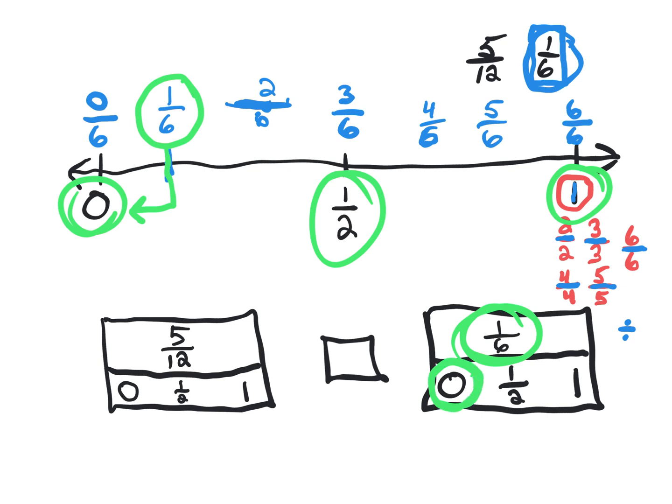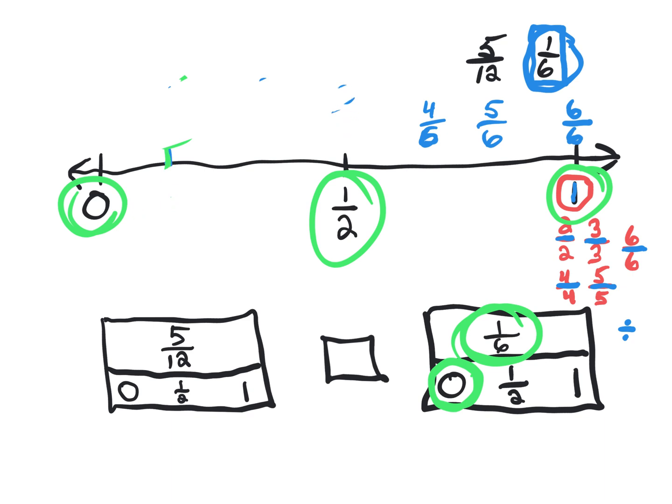Okay, now 5/12. Where would 5/12 go? Well, let's get an eraser here, and we're going to write on top of this number line all of the same things. So let's start with the denominator of 5/12. When I say denominator, we're talking about the bottom number in the fraction.